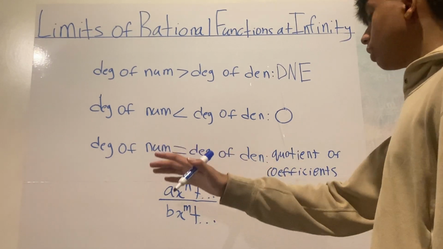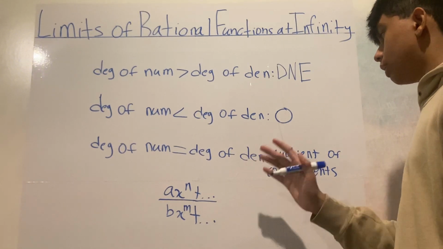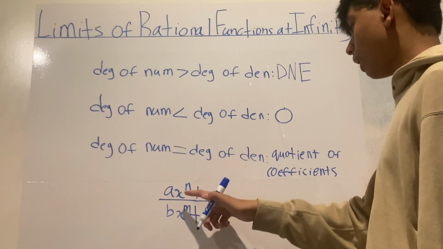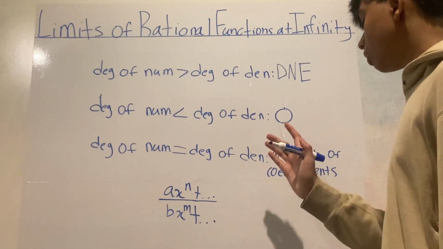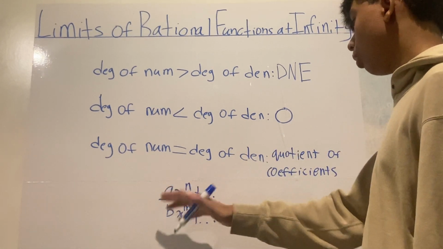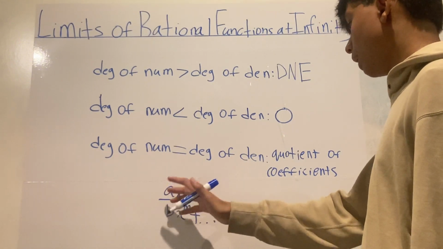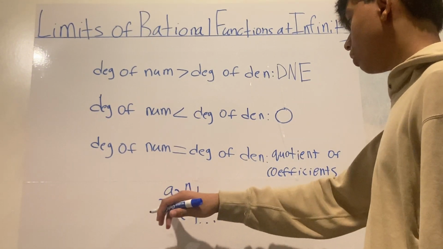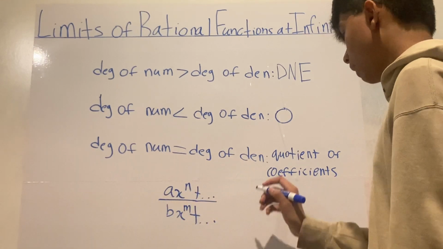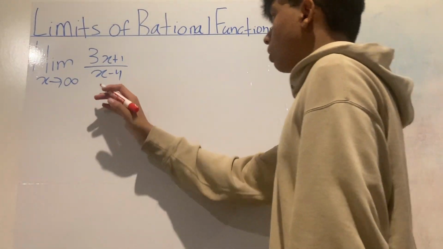But what happens if the degree of the numerator is the same as the degree of the denominator? So that means what happens if n equals m? What if this is 2 and 2 or 3 and 3? Then all you have to do is take the coefficient of that term. So it would be a over b. So if n equals m, then all you have to do is a over b, and that would be the limit. Okay, so let's solve the first question.